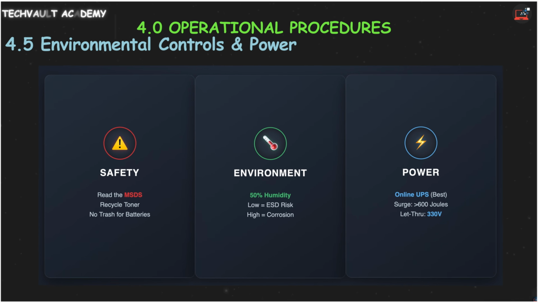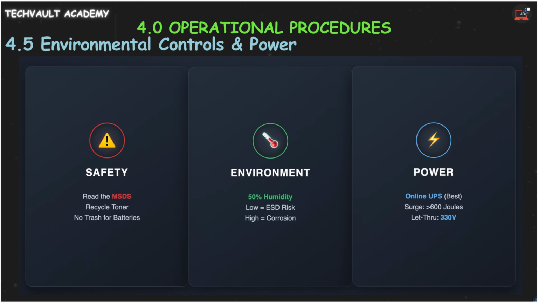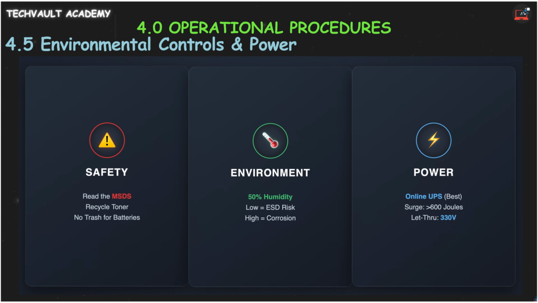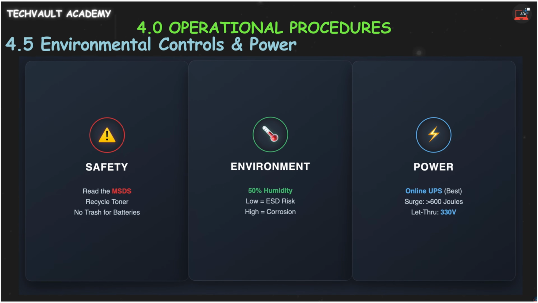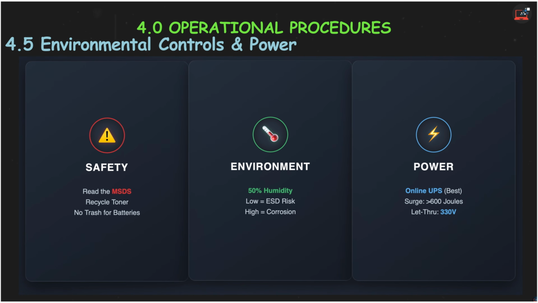To summarize, read the MSDS for hazards. Keep humidity around 50%. Use a UPS for backup power, and choose a surge suppressor with a high joule rating and low let-through voltage.